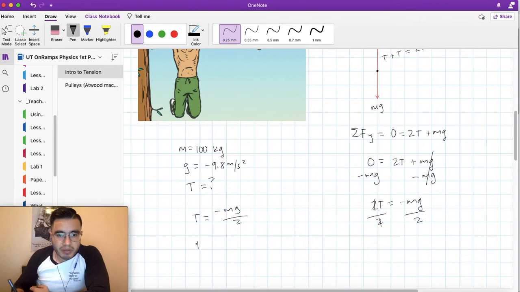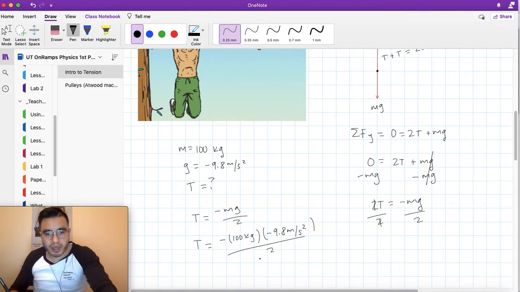All we do is substitute. T is negative, then 100 kilograms times negative 9.8 meters per second squared divided by 2.